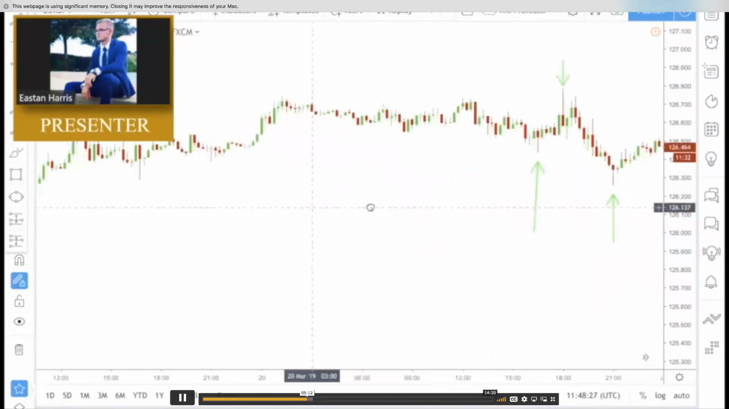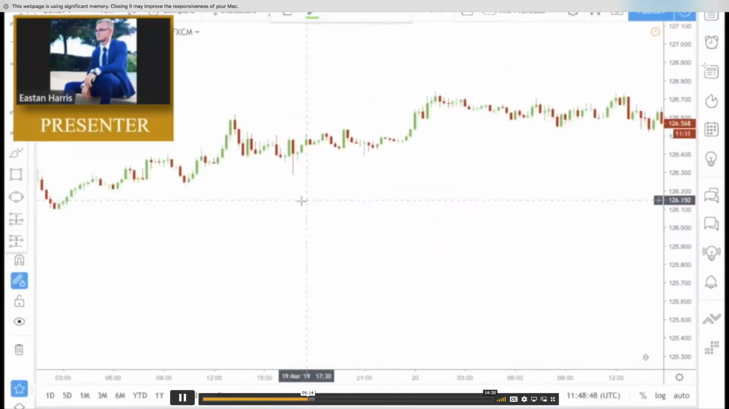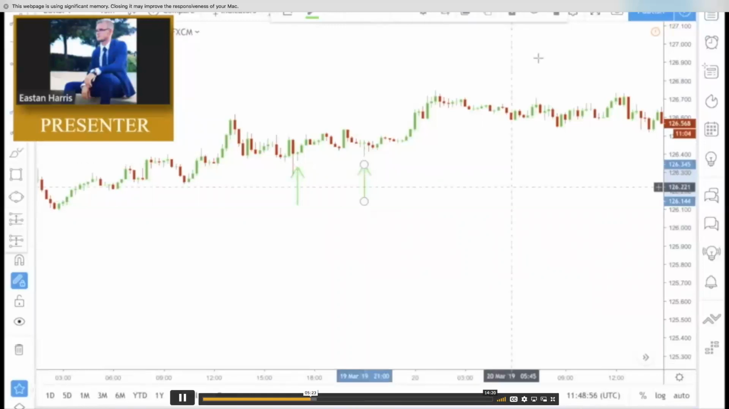All right, there's examples of this stuff everywhere. We have a green exhaustion candle to the upside. We have another one here, and we even have one right here.